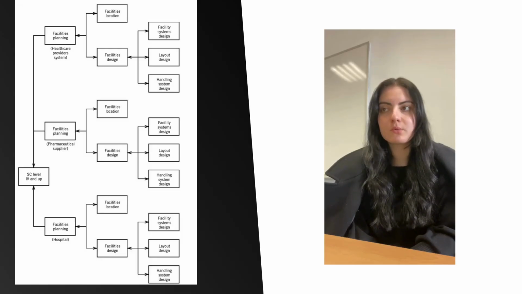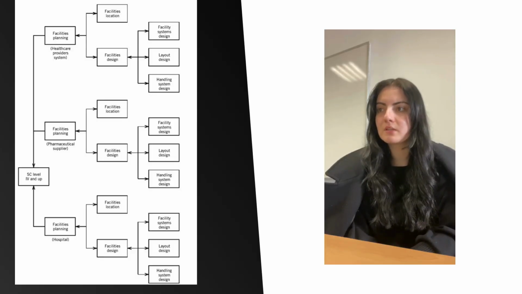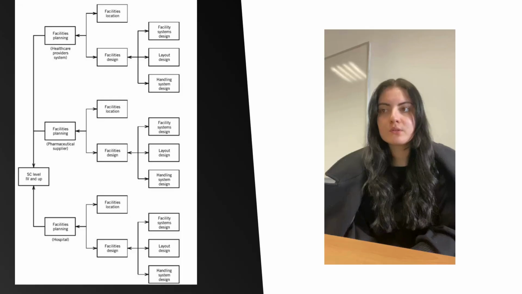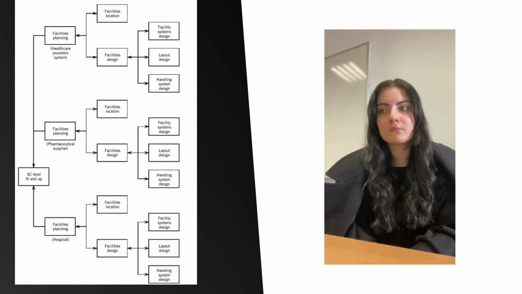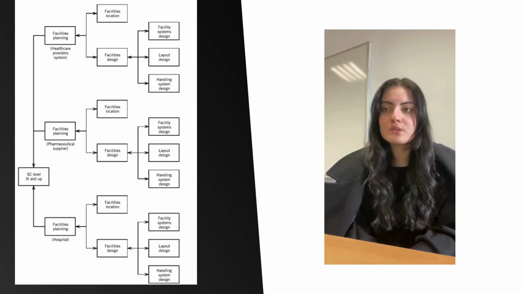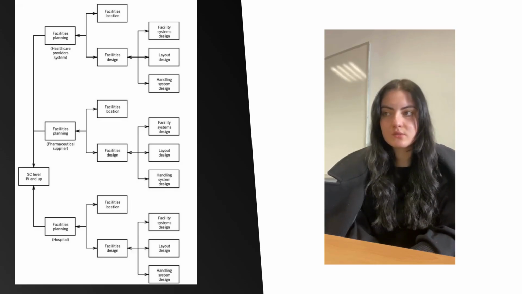This tells us something important. No matter what kind of organization we are dealing with, facilities planning usually follows the same logic. First, where will the facility be? Then, how will it be designed? And finally, how will the internal systems, layout, and handling processes support the objectives? A real-life example would be a pharmaceutical supplier. First, the company chooses a location that is suitable for distribution and supply chain access. After that, it designs internal systems like storage conditions, movement of materials, and room arrangement.